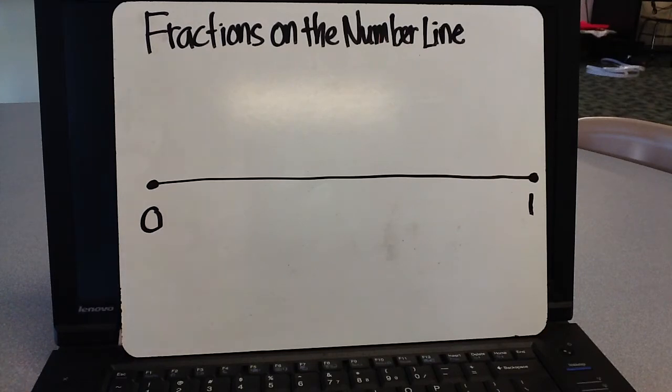Now obviously, if you've got mixed numbers like 1 and 1/2 or 1 and 3/4, they're going to live between 0 and 2, but for this example that I'm giving you today, we're just going to talk about how the fractions live between 0 and 1.